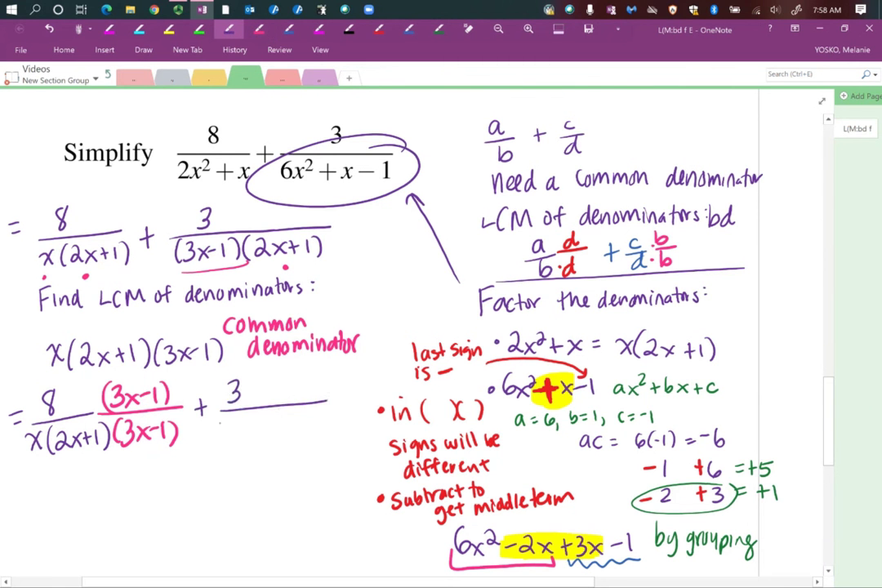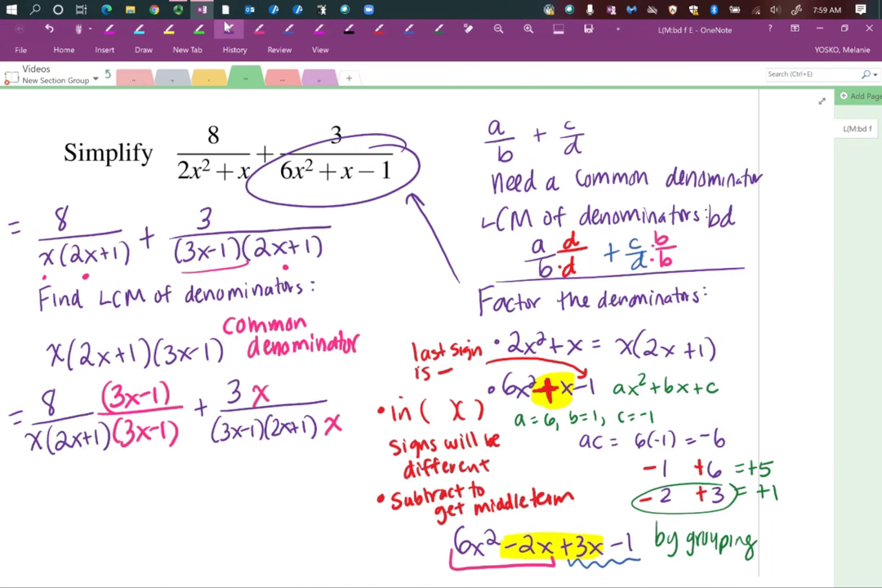Then I do the same thing to the second expression. So I had 3 over 3x minus 1 times 2x plus 1. Go and look at the least common multiple of your denominators. I have this and I have this already. This is the one I need to include. So if I put an x in the denominator, I better also put an x in the numerator. Okay, that way I'm multiplying by the number 1. So if you look, my common denominator is x times 2x plus 1 times 3x minus 1.